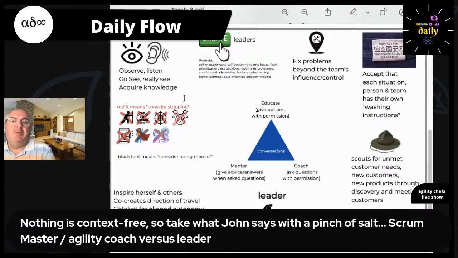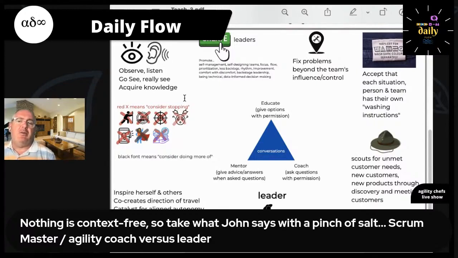Again, the leader needs to be, I won't say use situational leadership because that has a meaning, but accepting that the situation will have its own washing instructions, just like we had with the Scrum Master, looking at what kind of domain we're in and thinking about which way we act accordingly.